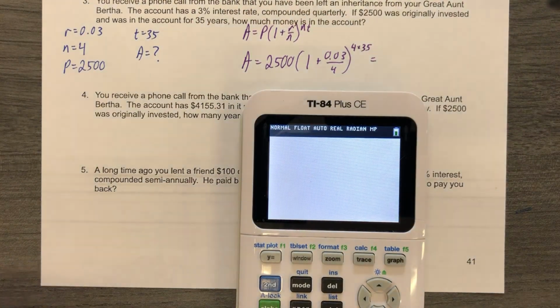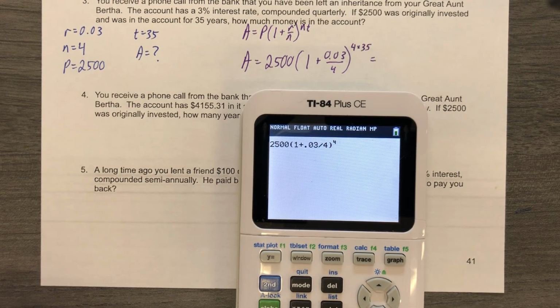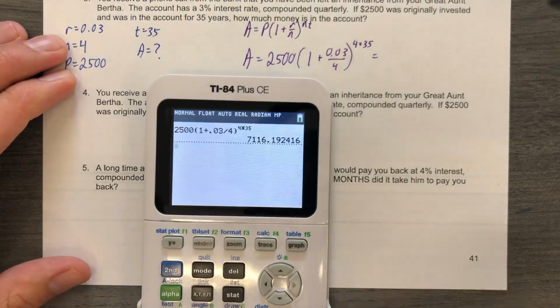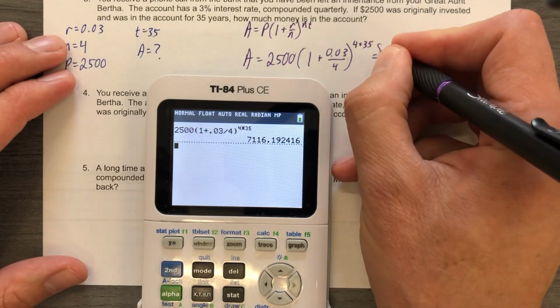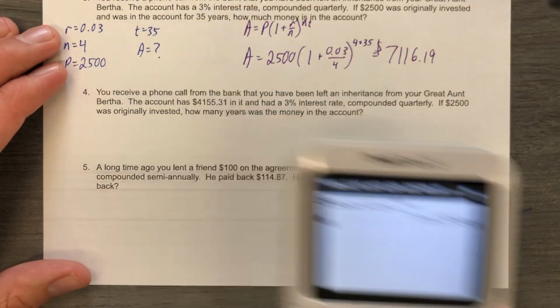All right, let's do it. Your great Aunt Bertha has bequeathed to you $7,116.19. We're going to round to 2 decimal places because it's money unless they tell us otherwise.